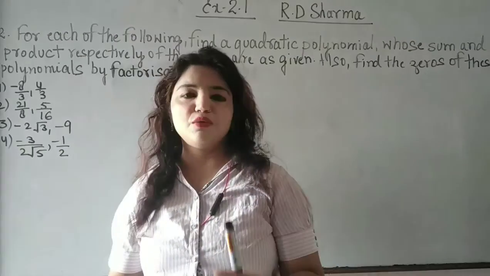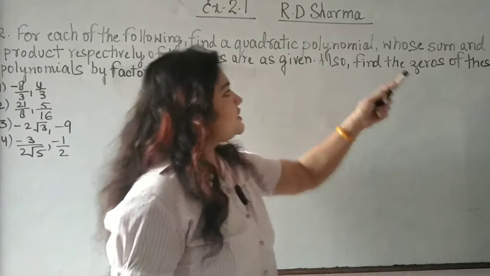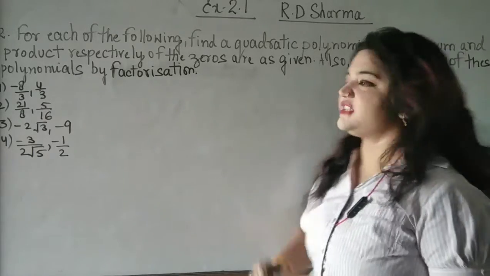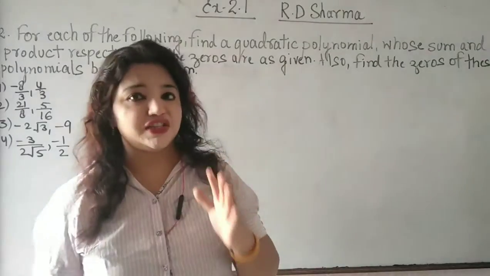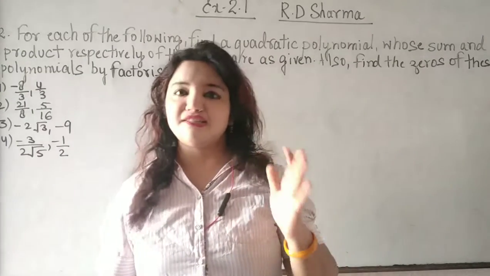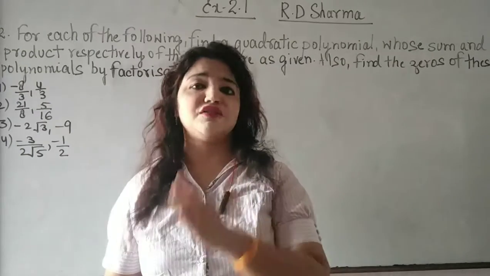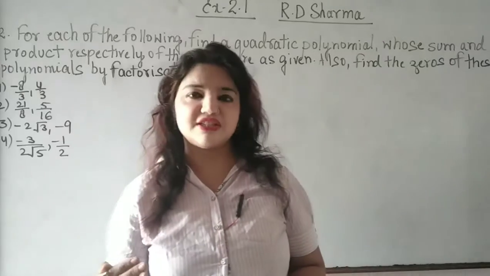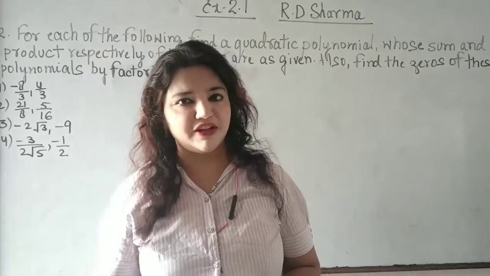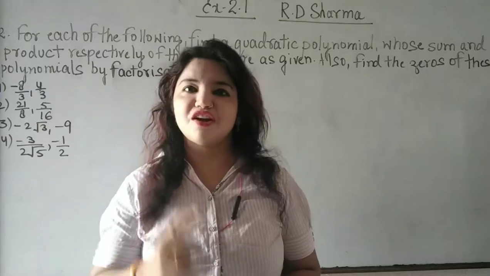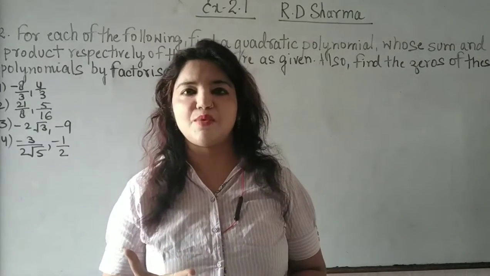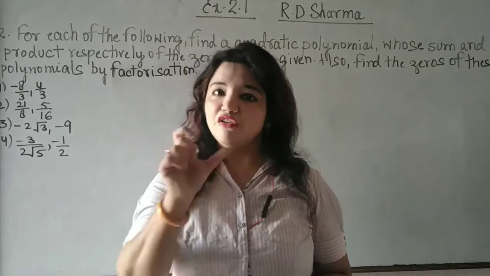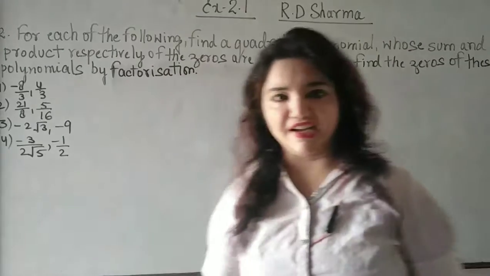We have to find a quadratic polynomial whose sum and product of the zeros respectively are as given. The sum of the zeros is given, the product of the zeros is given, and we have to find a quadratic polynomial with that sum and product of zeros. That polynomial we have to find out, okay?